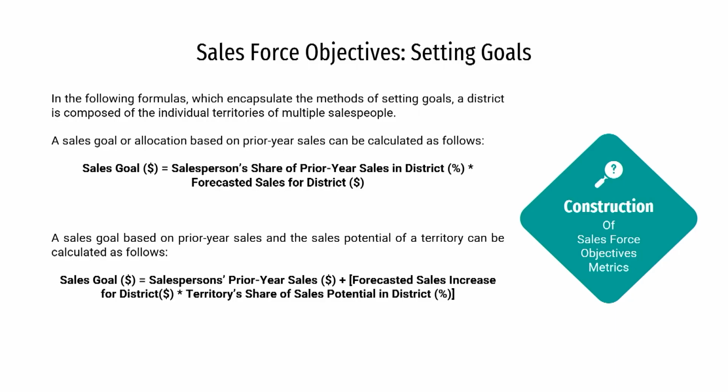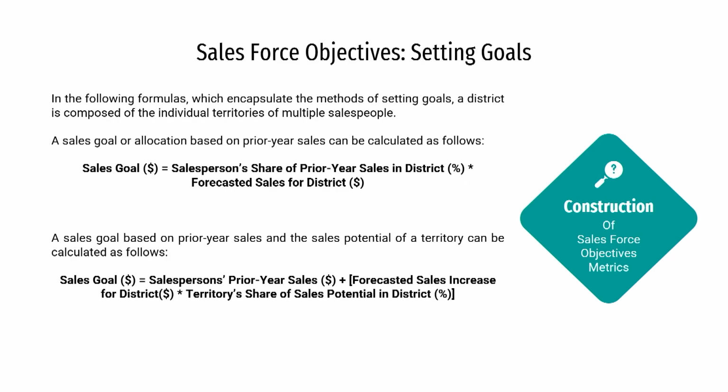That is, earlier in the last year I achieved a sales revenue of 100,000. So, now it will be 150,000. Okay. So, salesperson's share of prior year sales in the district, that is 1%, multiplied by forecasted sales for the district, that is, instead of 10 million it is 15 million. 1% of 15 million will give me a value of 150,000.